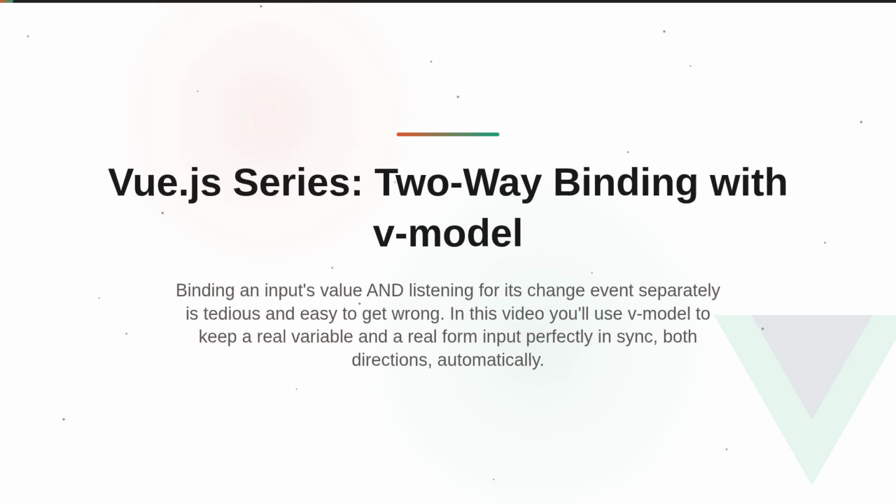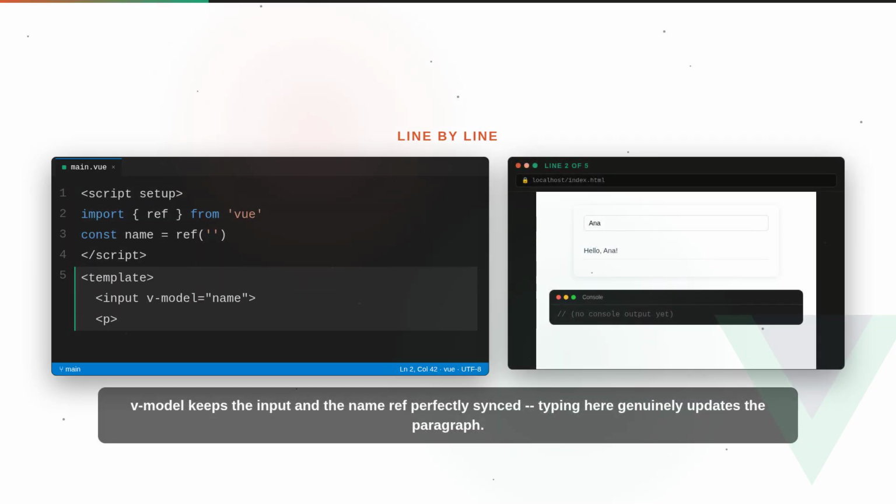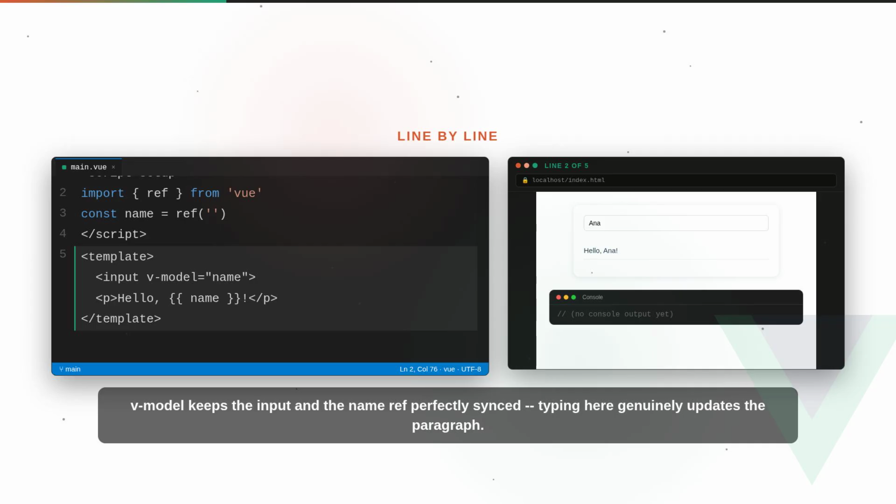Binding an input's value and listening for its change event separately is tedious and easy to get wrong. In this video you'll use v-model to keep a real variable and a real form input perfectly in sync, both directions, automatically. Name starts as a real empty string, it'll genuinely fill in as you type. v-model keeps the input and the name ref perfectly synced, typing here genuinely updates the paragraph.